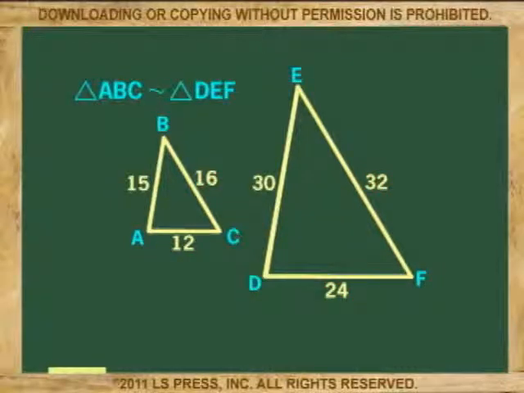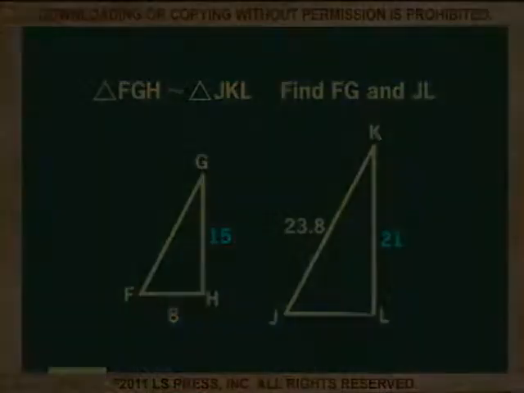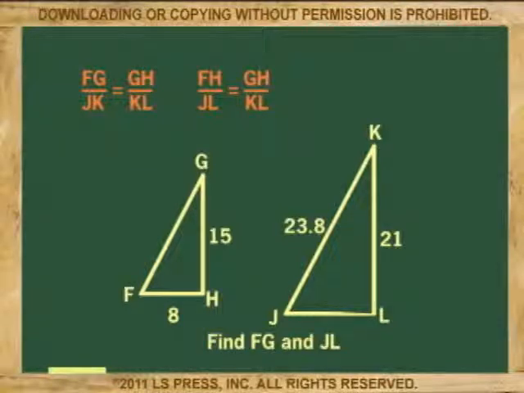Let's try another example. In here we have that triangle FGH is similar to triangle JKL. Notice the sign for similarity. Now, once we have established that the triangles are similar, then corresponding angles are equal, and corresponding sides are proportional. In other words, by writing ratios as equalities using proportions of corresponding sides, the missing sides FG and JL will be found.